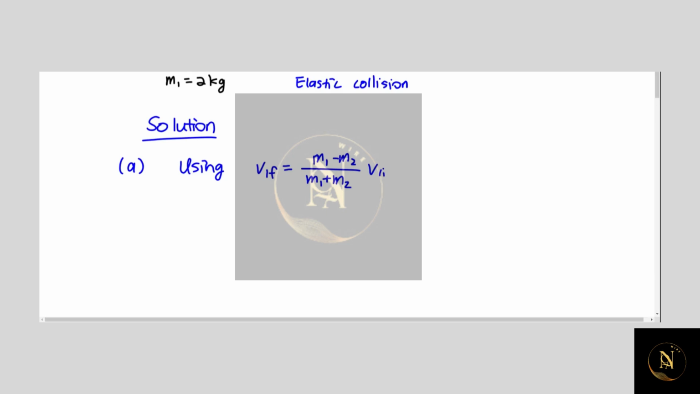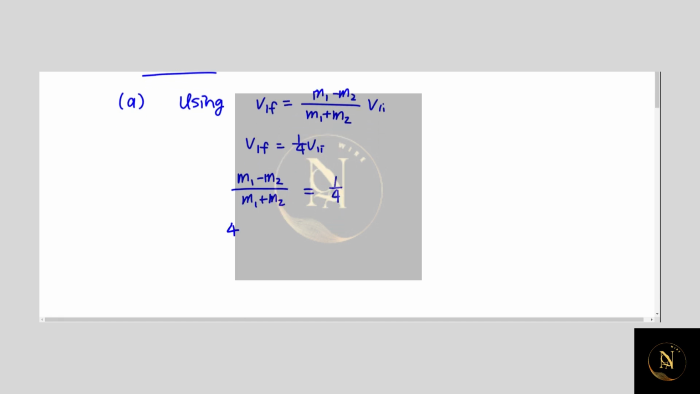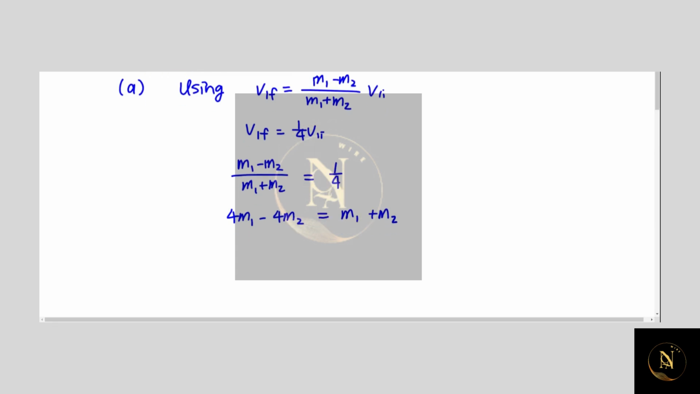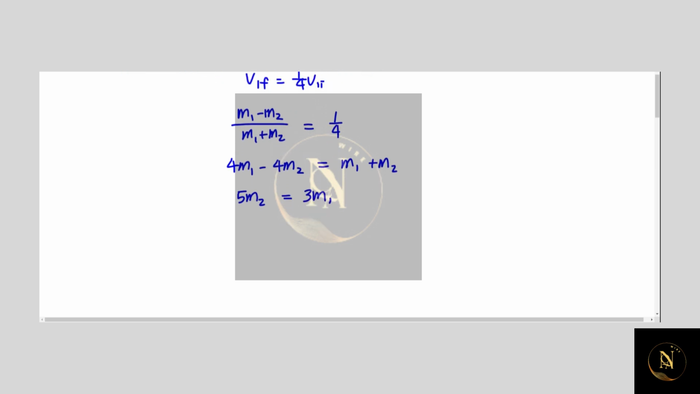We are given that V1F is a quarter of V1I. So we have (M1 minus M2) divided by (M1 plus M2) is a quarter. So we have 4M1 minus 4M2 equals M1 plus M2, and we have 5M2 equals 3M1, and so M2 is 0.6 times M1. M1 is 2 kg, so M2 is 1.2 kg.